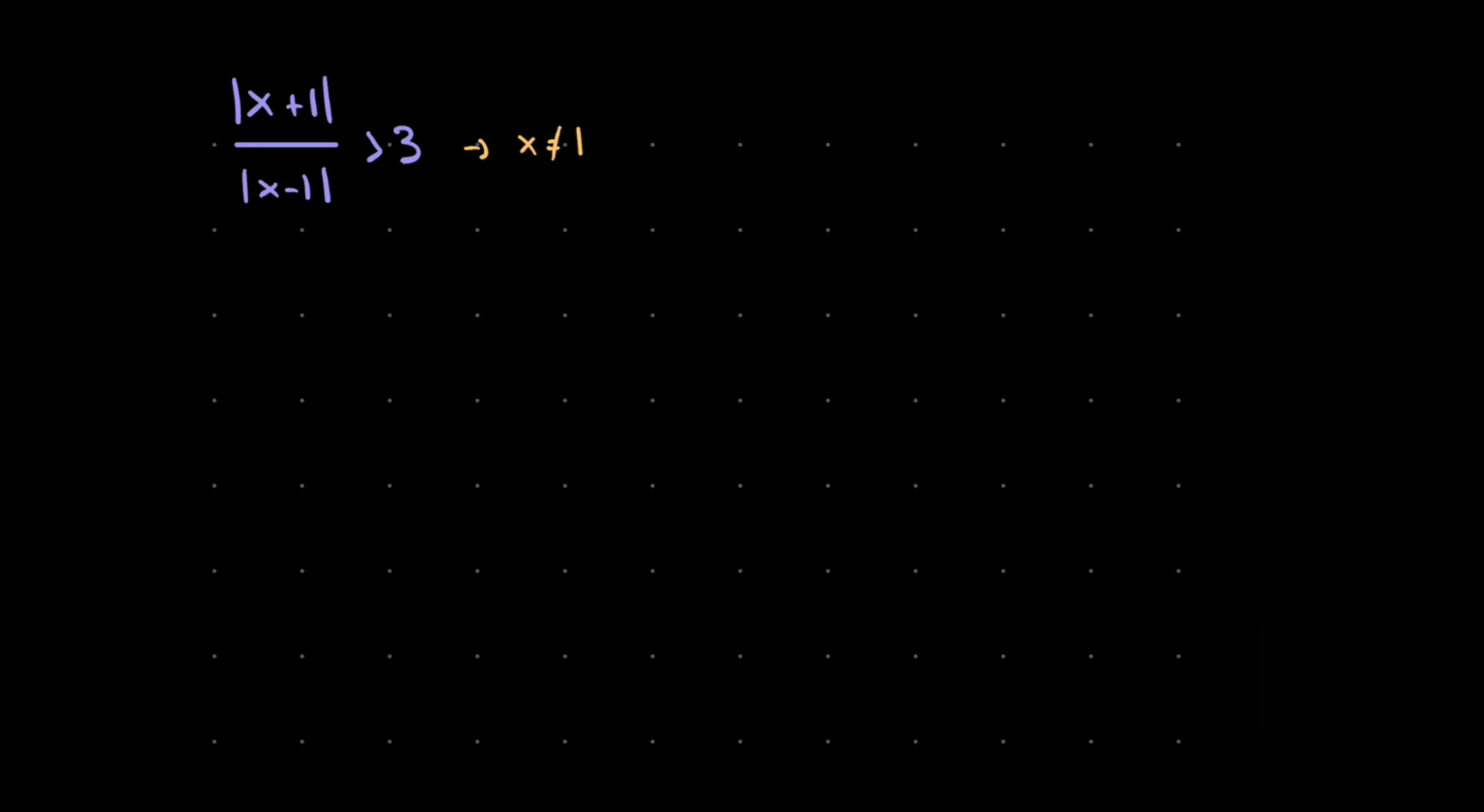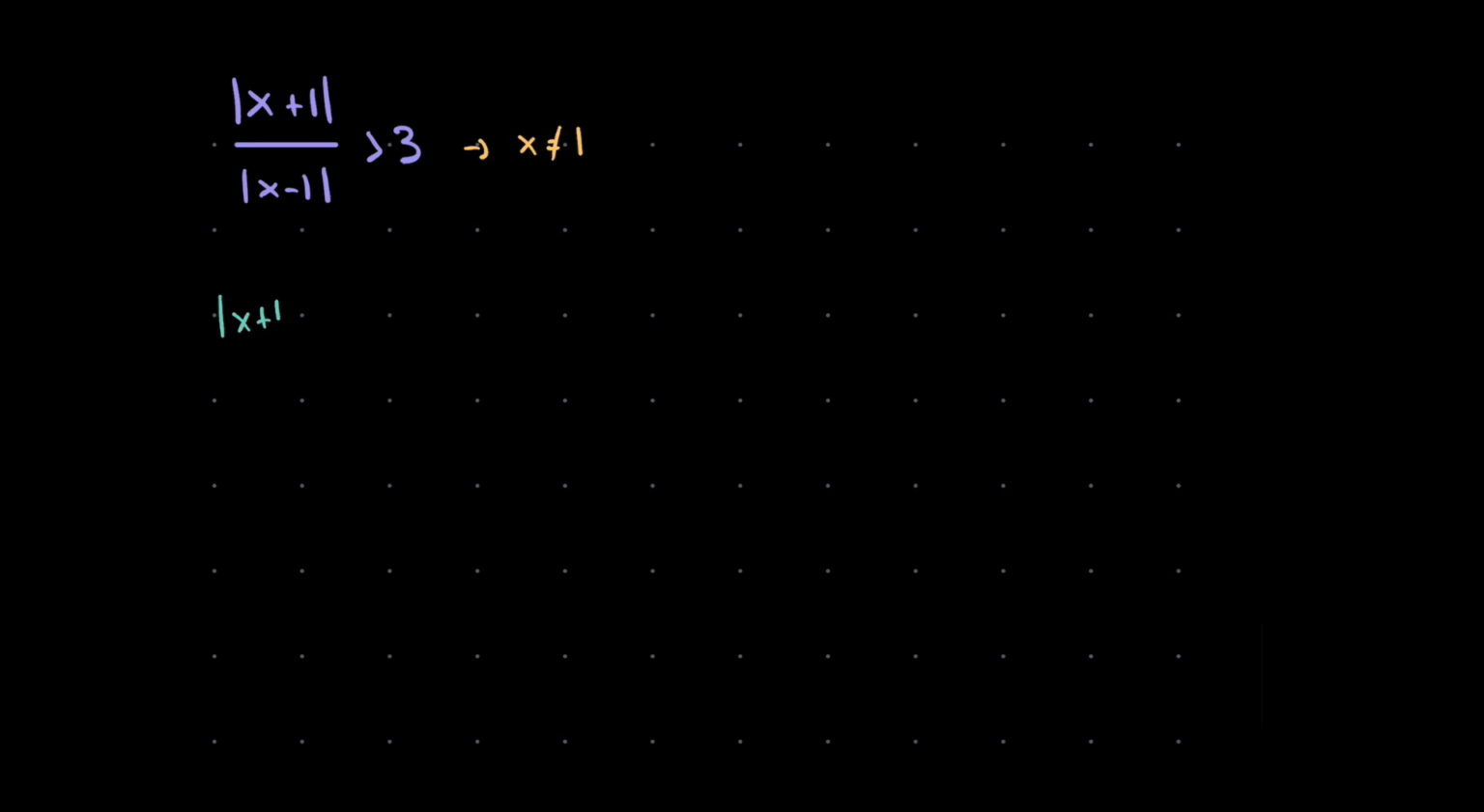X can't be 1 because then 1 minus 1 is 0, and then we're dividing by 0, which is undefined in math. So just right off the bat, x is not equal to 1. However, the rest of the problem is pretty straightforward as we have been doing it before. We're going to write out the intervals that make x plus 1 and x minus 1 positive or negative.